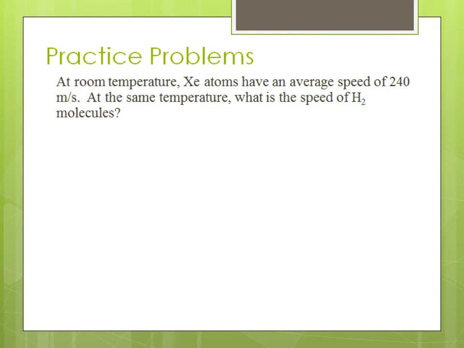Another practice problem. At room temperature, xenon atoms have an average speed of 240 meters per second. At the same temperature, what is the speed of hydrogen molecules? So we want to use the rate equation, and since I'm trying to find the speed of hydrogen, I'm going to put it on top, so my unknown is on top, which makes it easier. So I'm trying to find the rate of hydrogen over the rate of xenon, which would be equal to, this one we don't know, it's x, and the xenon we do know, 240 meters per second.